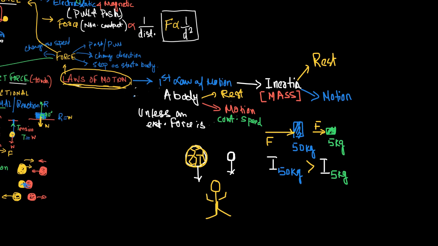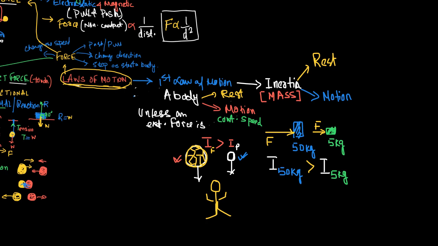Understand which is easy to stop or easy to hit back. Obviously this smaller ball is easy to hit back. The heavier ball is difficult, right? We need more force. You'll be more concerned about a football hitting you than a ping pong ball. So here also, this football has a higher inertia than this ping pong ball. Inertia of the football is more than the inertia of the ping pong ball.